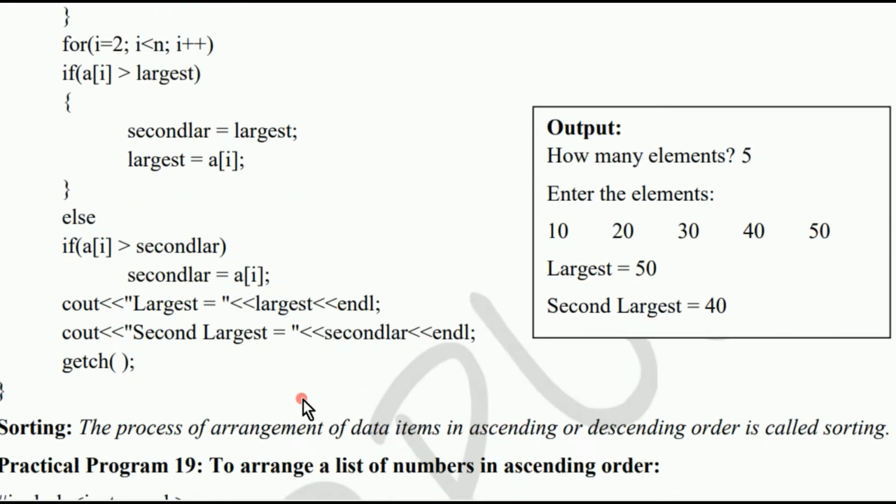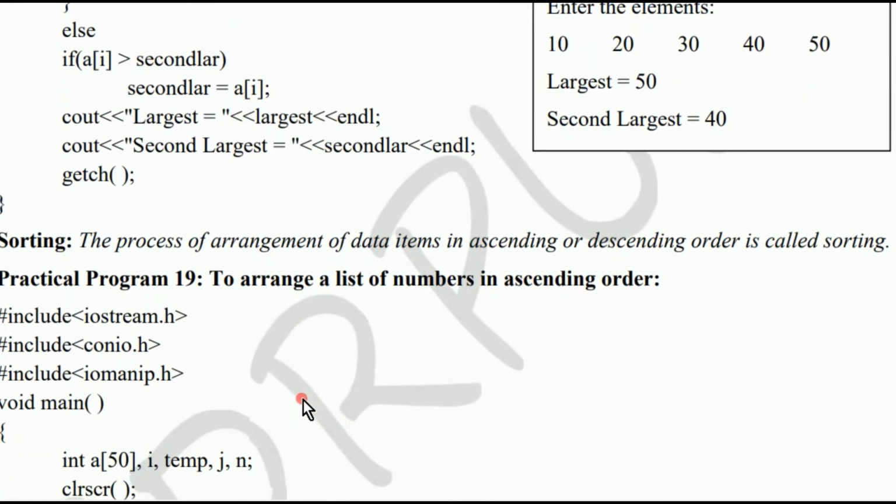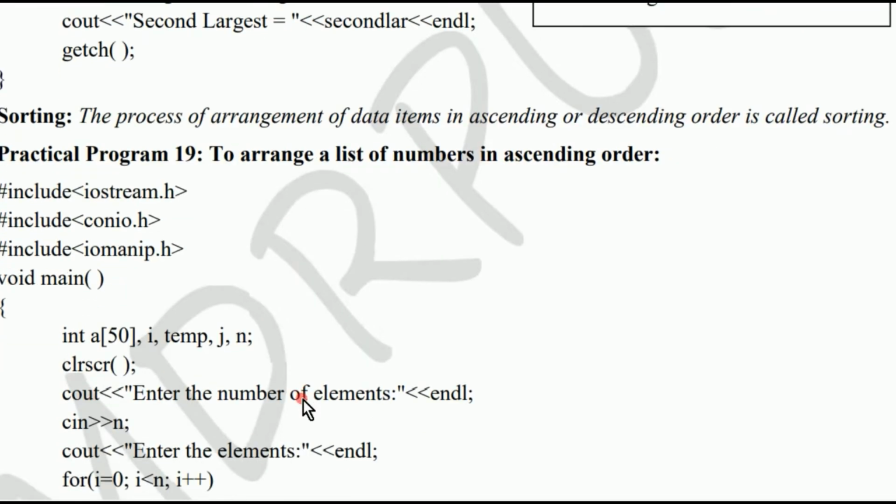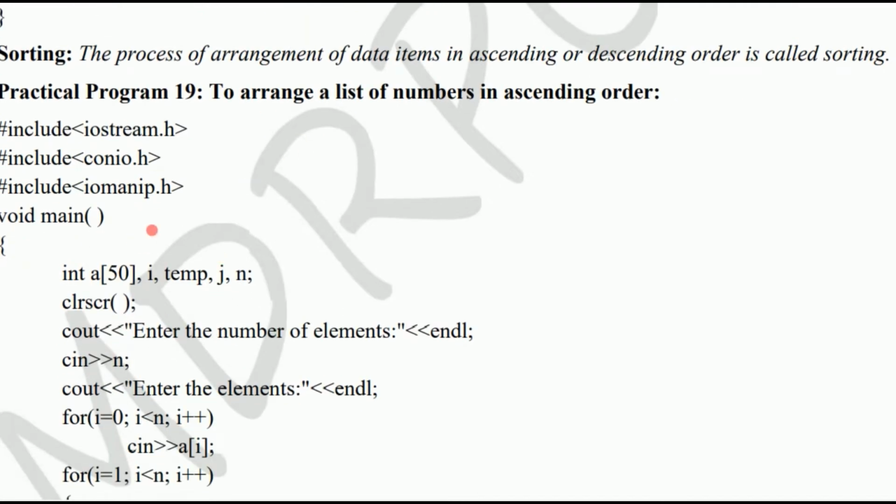Okay, now the sorting process. We can arrange the numbers in ascending or in descending order, and for that we can use the same array concept. Since an array is used to store a set of values, those values we can arrange in order, maybe in ascending or in descending order. How? We will see now.